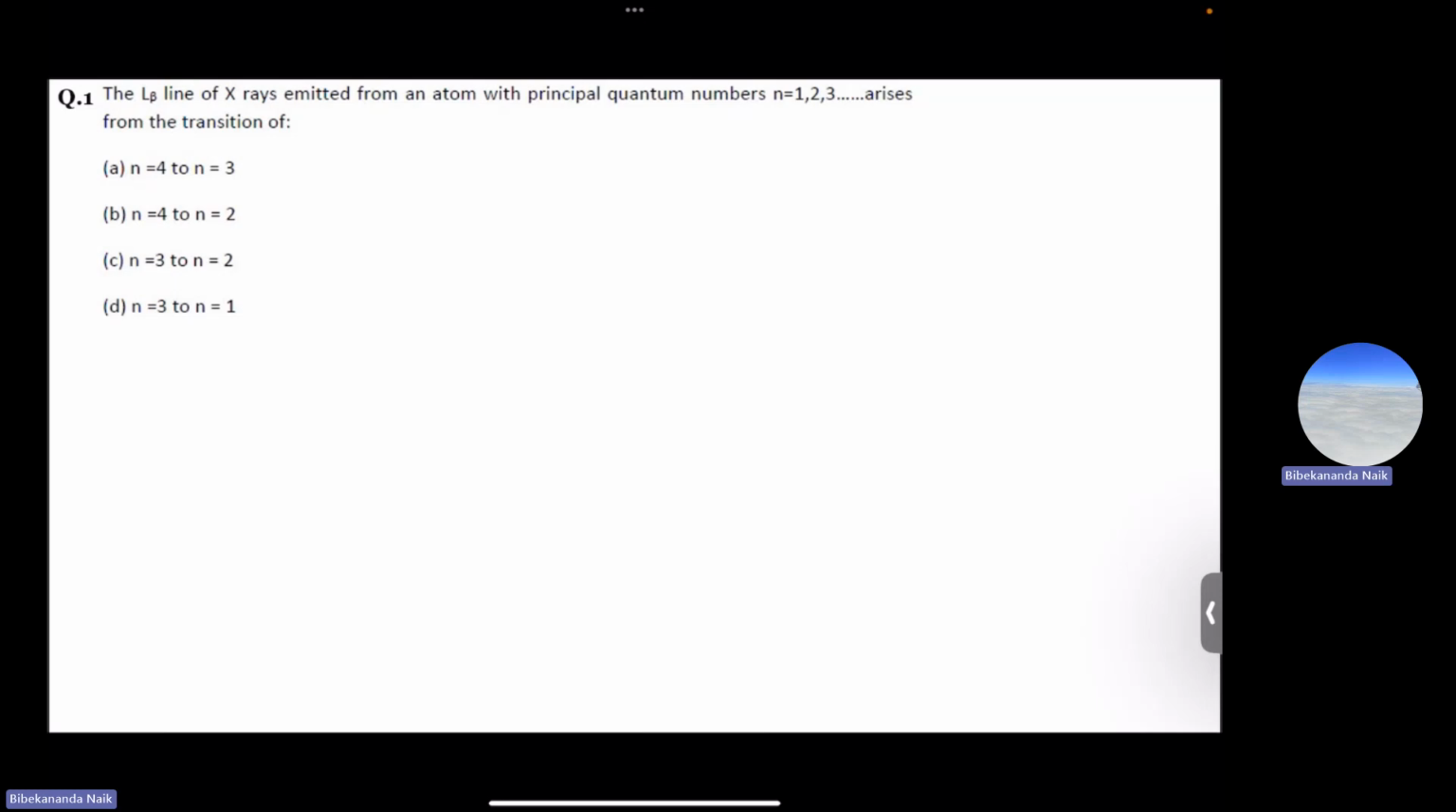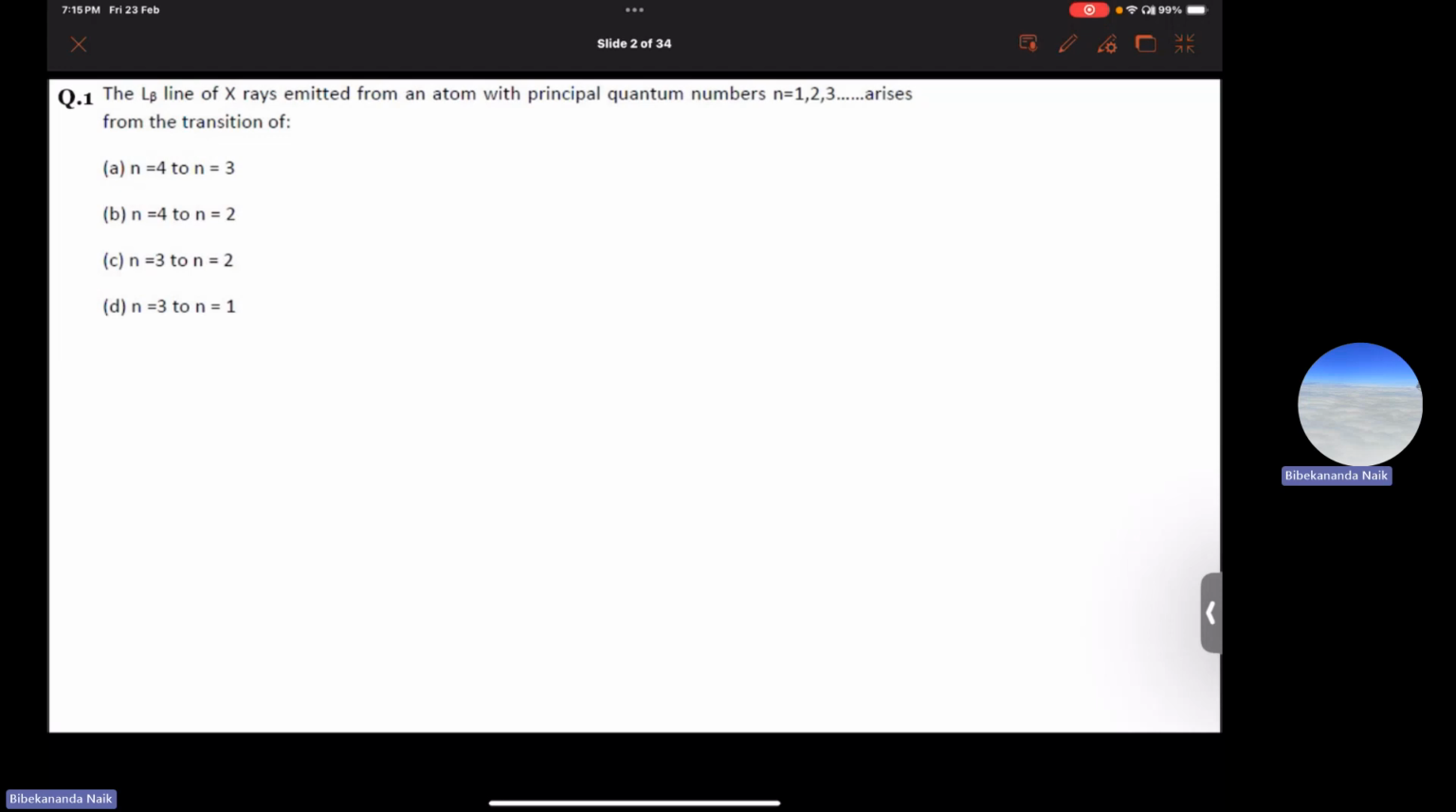Each series consists of some number of components. Suppose a transition occurs from a higher energy orbit to n equals 1, that is the K shell, then the lines are called K alpha, K beta, and these are again divided into K alpha 1, K beta 1, K alpha 2, K beta 2, like this. So how will we determine which transition corresponds to the L beta line? What will we do?